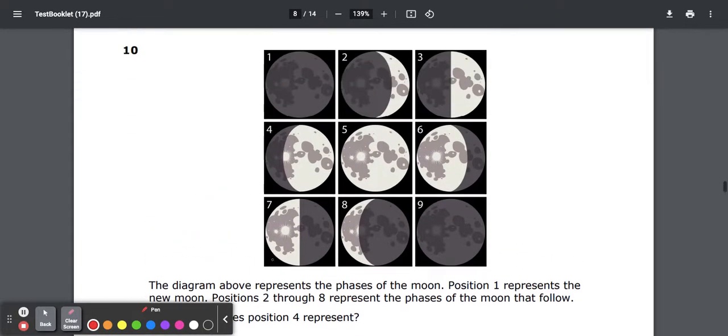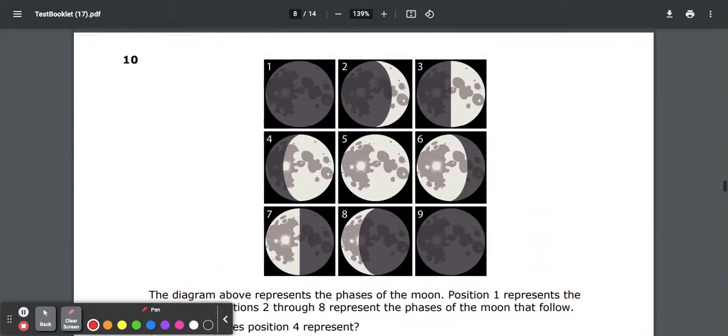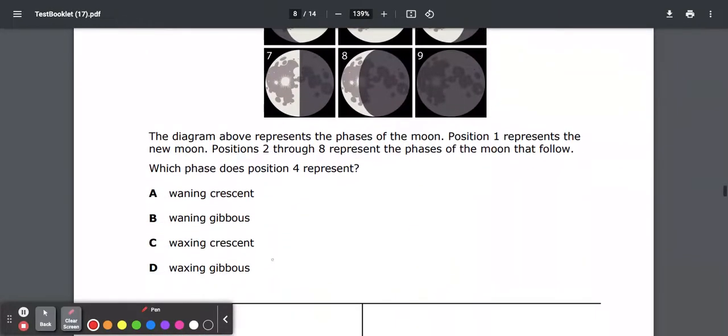All right, number 10. The diagram above represents the phases of the moon. Position 1 represents a new moon, and 2 through 8 represent the phases that follow. Which phase does 4 represent? My light is on the right, so I know my moon is getting bright. So it's waxing, and I know that this is a crescent shape at 2, so this is going to be my gibbous shape. It's almost a full moon, so it should be a waxing gibbous. Right here, D.